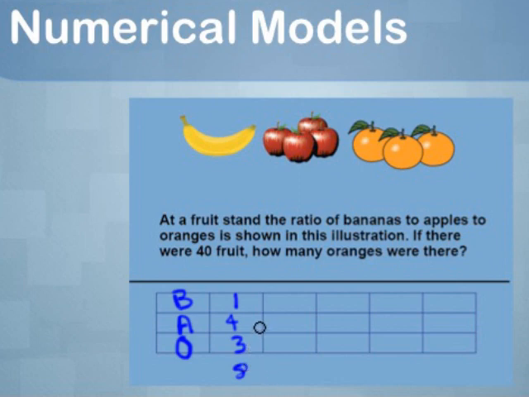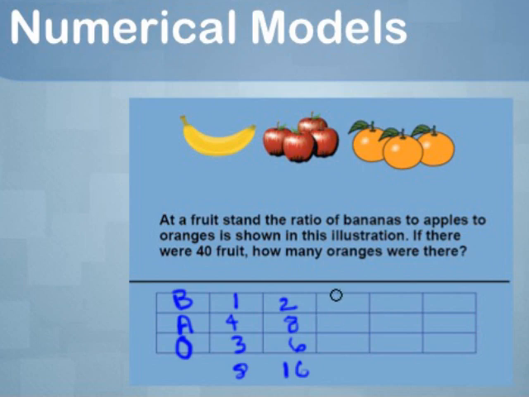With a ratio table, you increase the amount based on the values in the ratio. So in the next column, we have 2 for bananas, 8 for apples, and 6 for oranges. Each value increasing based on the ratio value. The total here is 16. We want the total to be 40, so keep adding values that maintain the ratio.